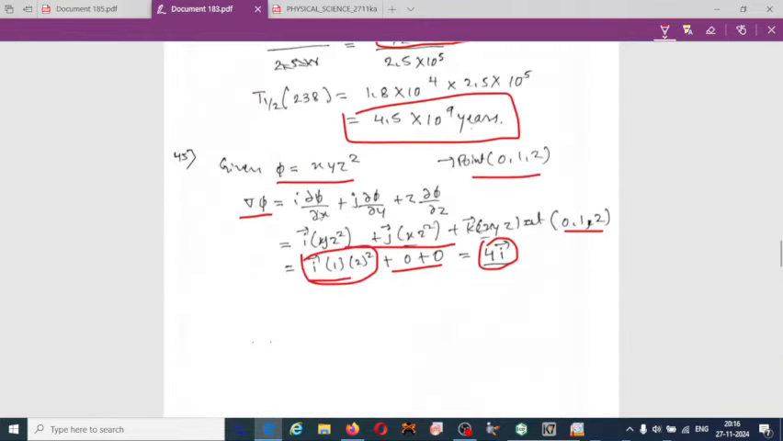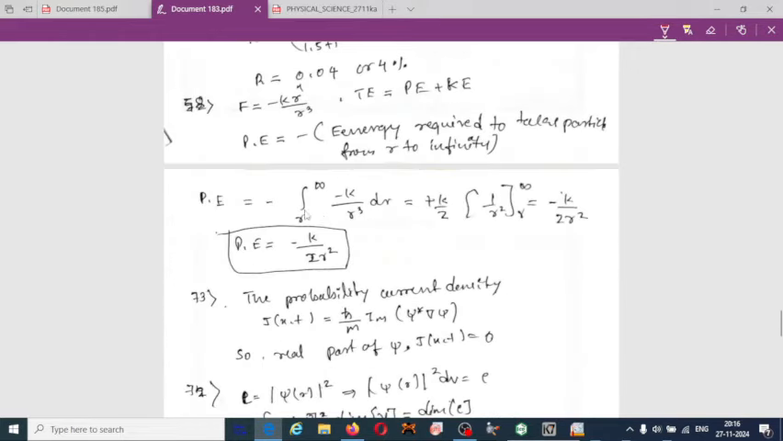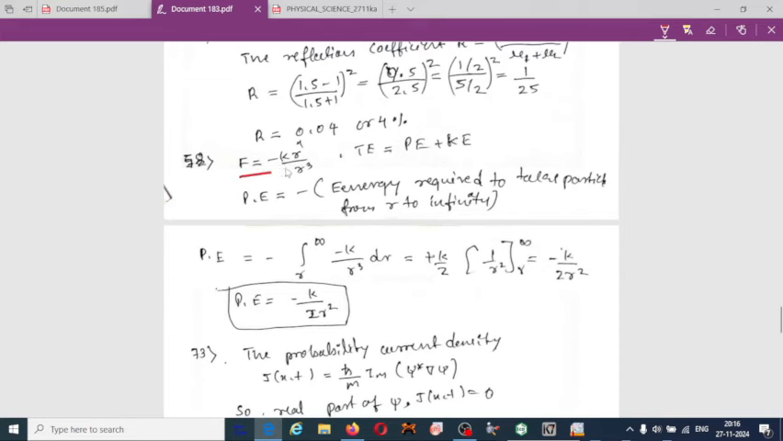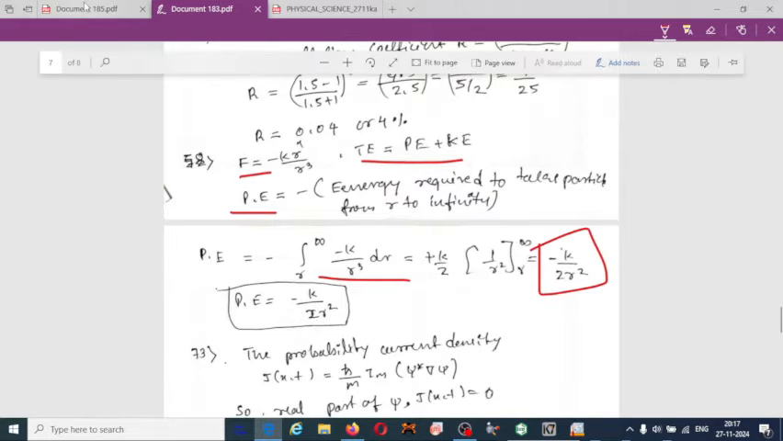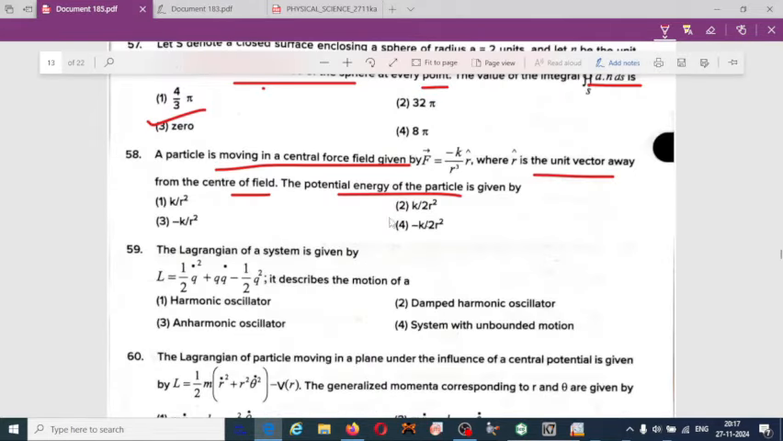So here I have solved that one. So here the potential energy is minus k r cube. Total energy is given by the sum of the potential energy plus kinetic energy. So potential energy is equal to the negative of the energy required to take the particle from r to infinity. It is given by this equation. So if you integrate, you will get minus k by 2r square. So option 4 is correct, but they have given here 2.